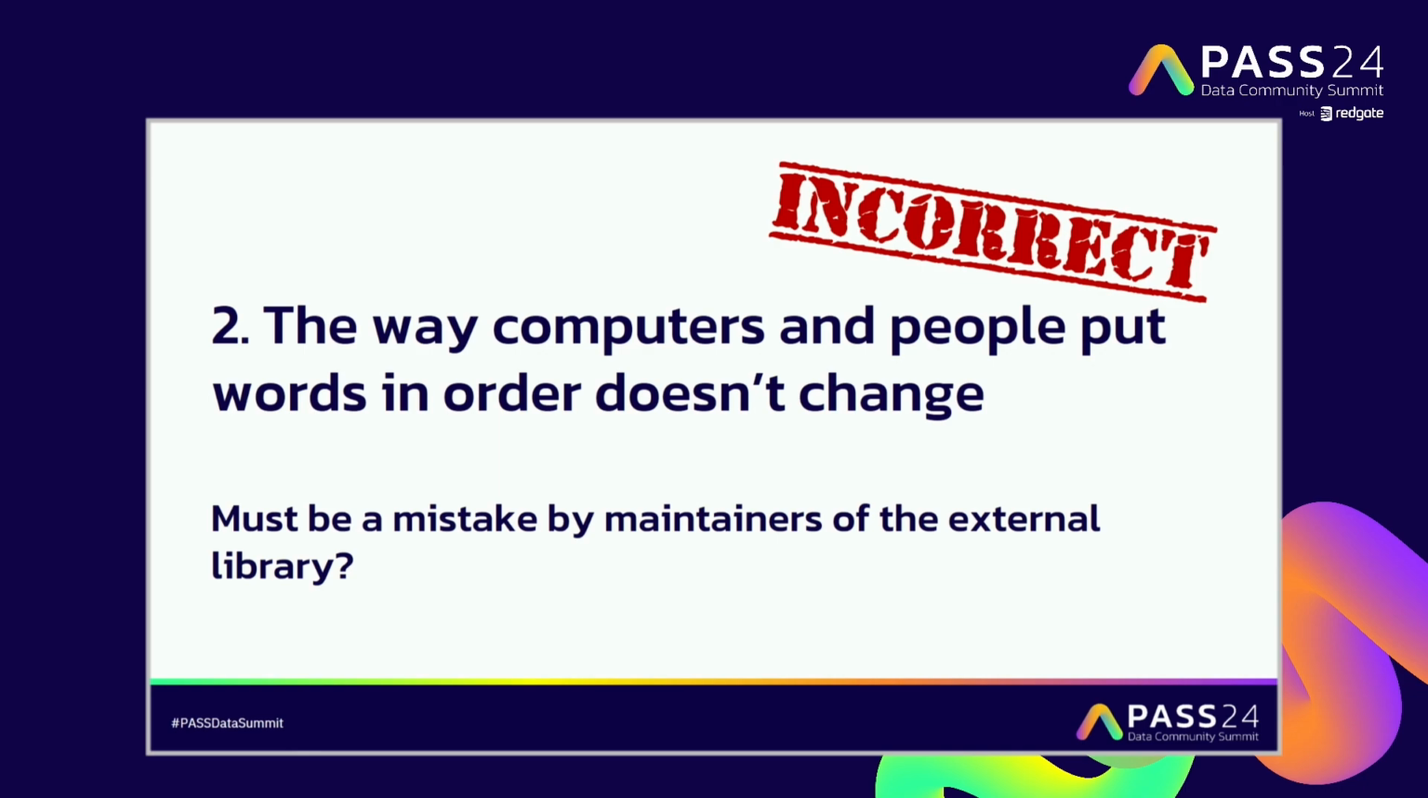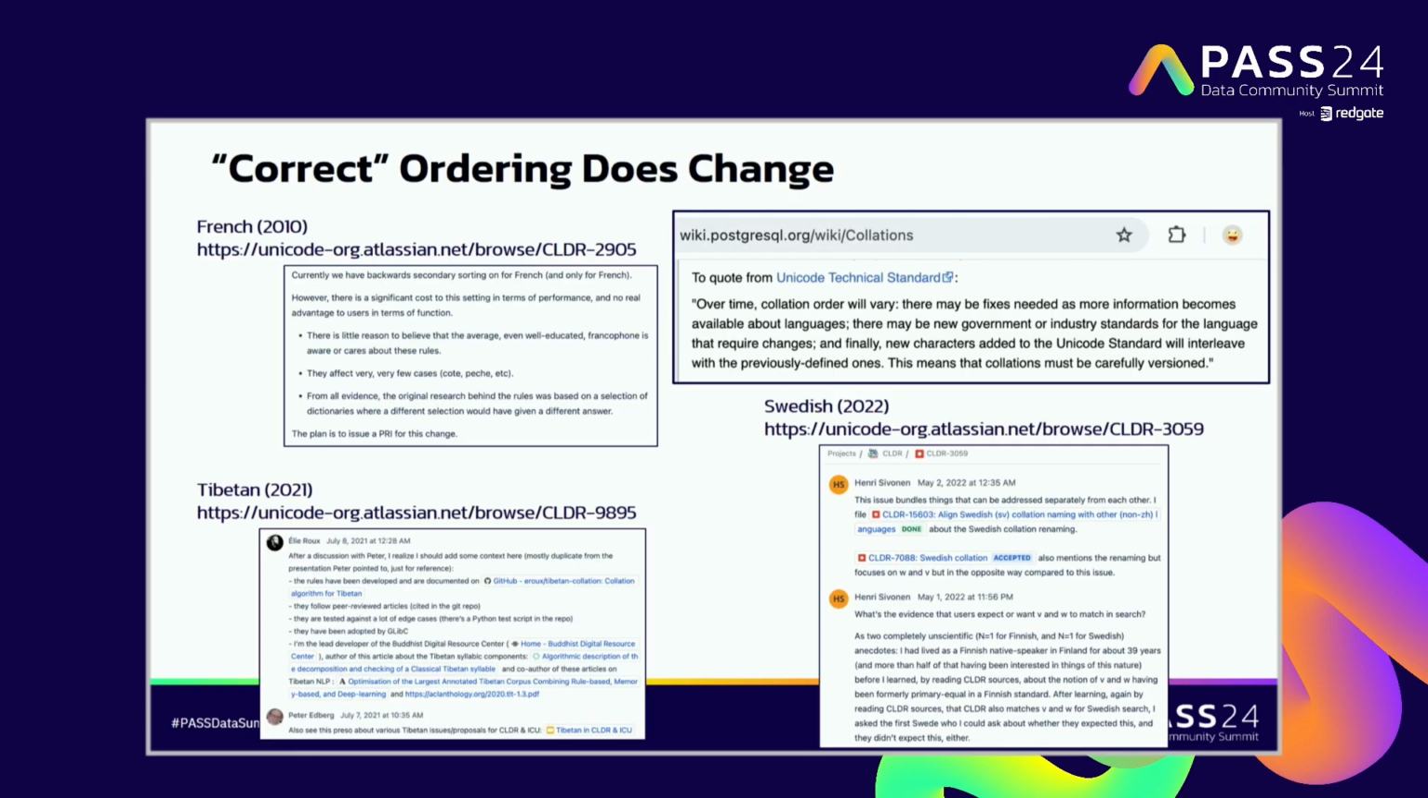So if there's a change in the sort order, that must have been a mistake by a maintainer of that library, surely. Well, this turns out to be wrong too. Correct ordering does change. Now there are bug fixes and there's fixing mistakes, but that's not the only thing. There are also some interesting legitimate things.